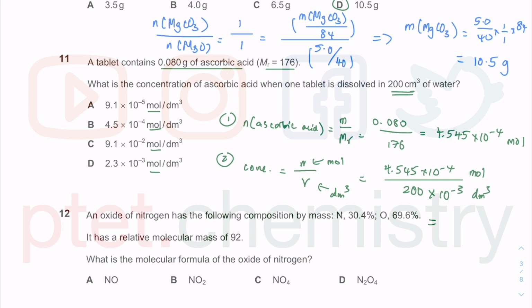That doesn't work out. You need to evaluate and give a value on your calculator. So they gave me 2.27 times 10 to the minus 3 mole per dm cube. So 2.27, rounded up, would be 2.3 if we round it to one decimal place there.